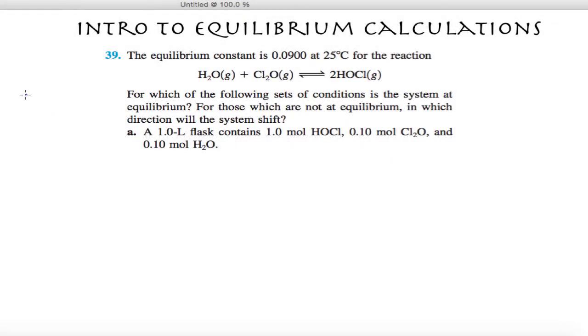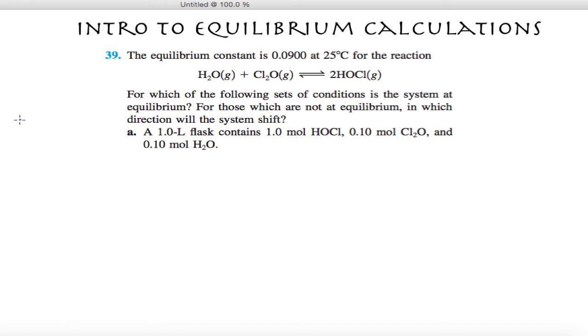Hey everybody, today's video is going to be on equilibrium calculation. I'm going to talk you through a couple of the general types of calculations you're going to see when you're working with equilibrium. And then I'll do some follow-up videos as we go through the remainder of the lessons. Okay, so this is number 39 from the textbook and from the homework assignment.